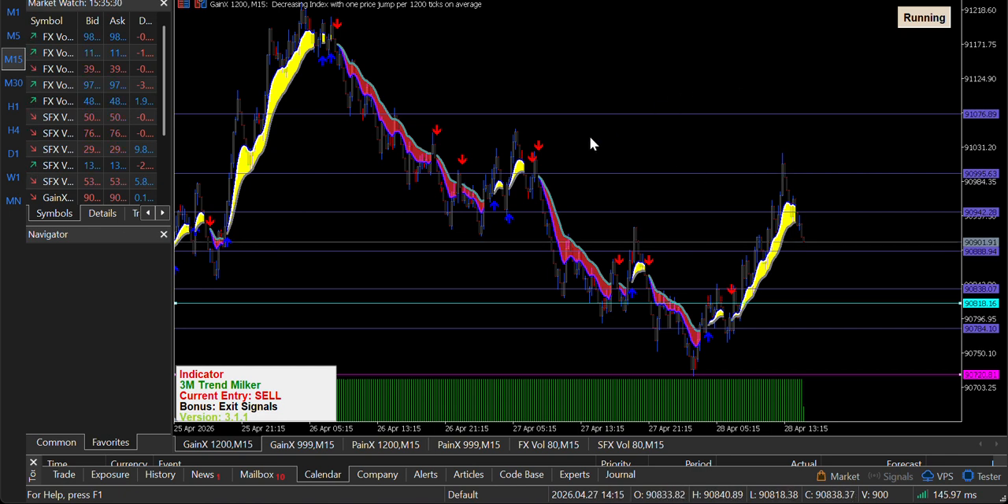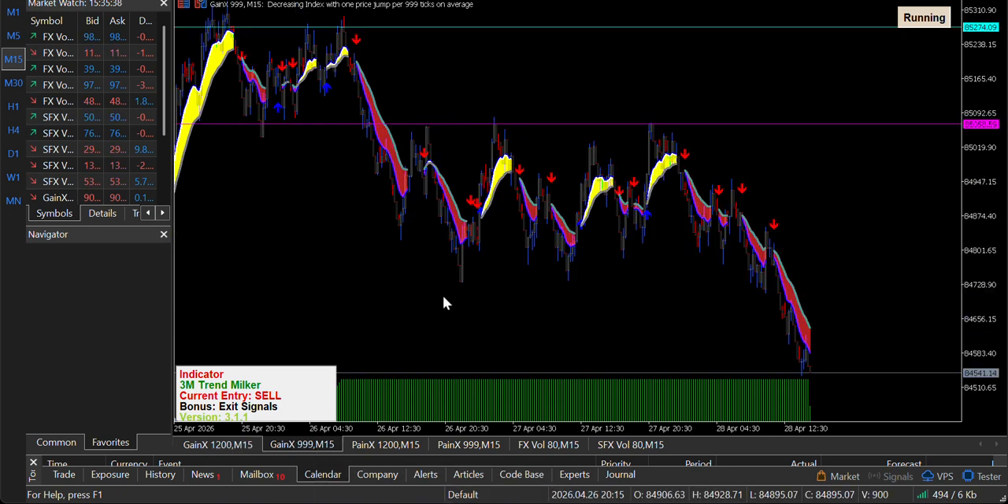So that is how I do my analysis generally. So this is GainX 1200, and this is how you can achieve it with this. Okay, now let's check out GainX 999.